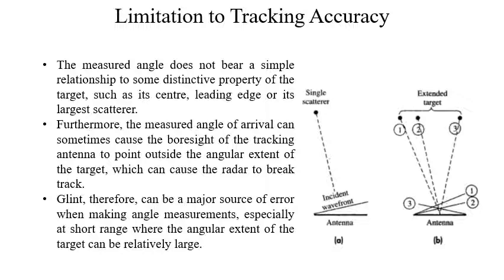Furthermore, the measured angle of arrival can sometimes cause the boresight of the tracking antenna to point outside the angular extent of the target, which can cause the radar to break the track. So glint can be a major source of error when making angle measurements, especially at short range, where the angular extent of the target can be relatively large.